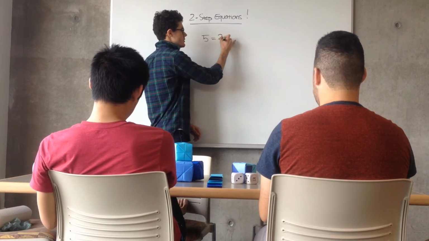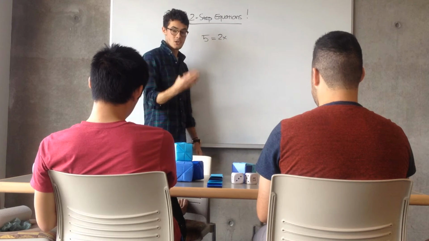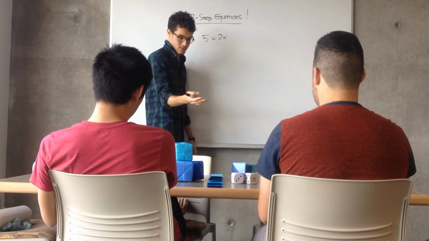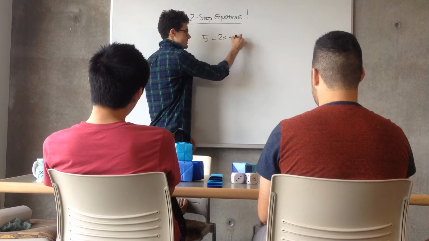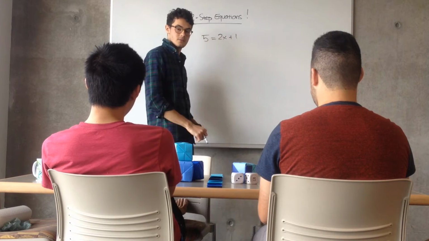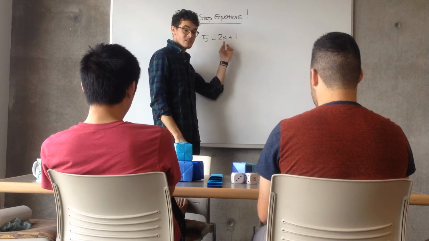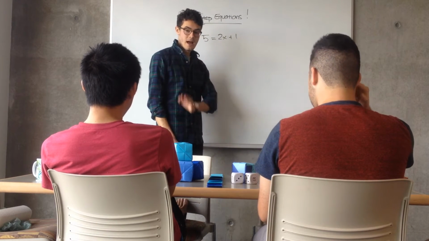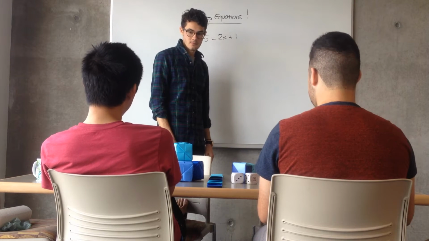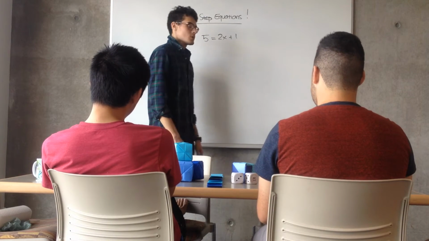2x, yeah, we have 2 of our unknowns, so we have 2x, and then we have 1 of our known variables, so we put plus 1. All right, great. So what we're going to do first is we're going to try to isolate this 2x element. How would we do that? Can we divide both sides by 2?